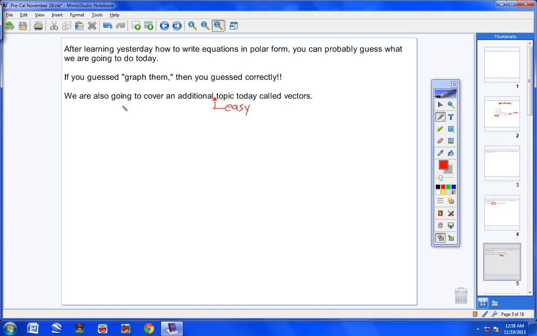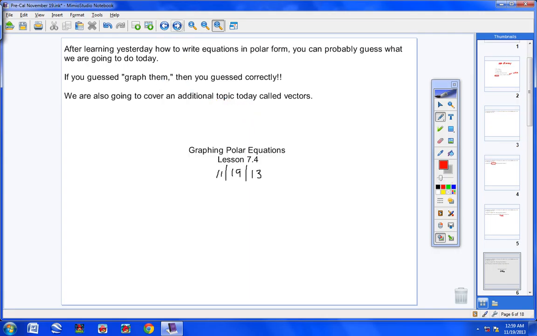We are also going to cover an additional easy topic today called vectors. That's also a second topic we'll look at, so be ready for that. Understand it's something brand new. I think you'll find it interesting and mentally and academically stimulating. It'll make you think. And we'll cover that topic also today.